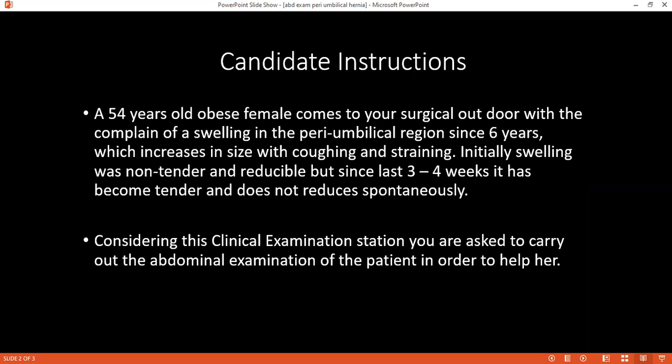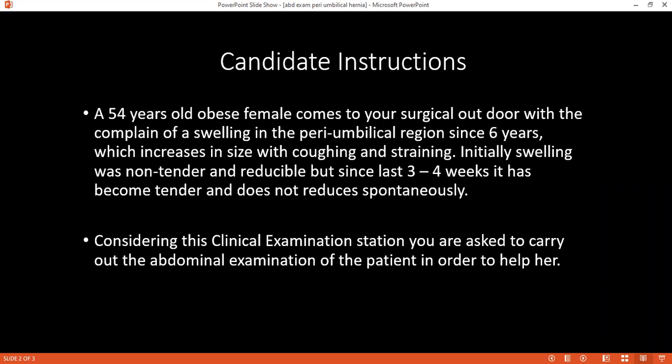I'll ask the patient to cough. In this way, I'm looking for an expansile cough impulse. Additionally, I'm looking for the site of the umbilicus, and if it is everted or inverted. After this, I'll ask the patient to lie down and ask her if there is any pain over the swelling. I'll assure her that I'll palpate the swelling, and if it is uncomfortable, she can always tell me.